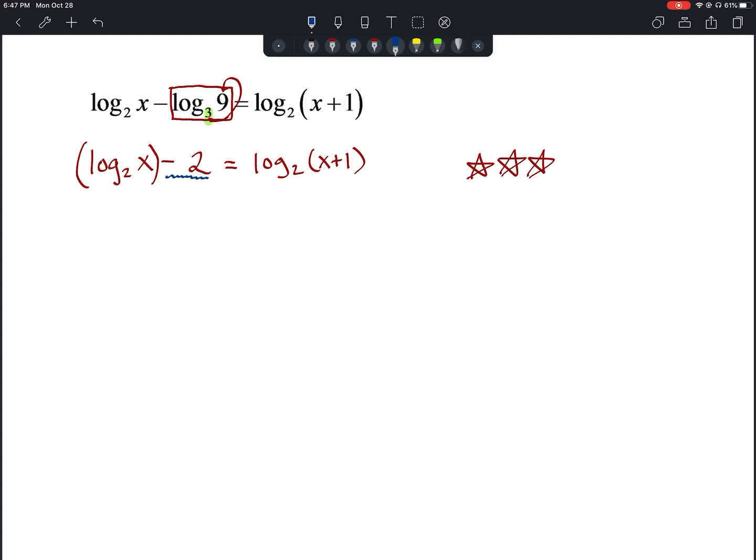So there are 2 options here for us. One of these, we can alter the equation. And our second option will be we could take it here and change it so all the terms are log base 2.